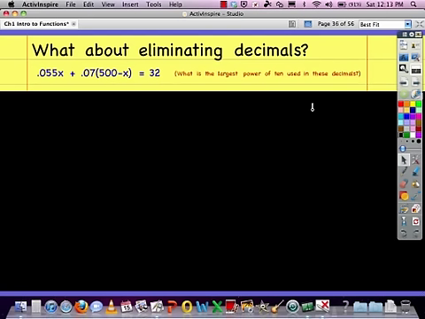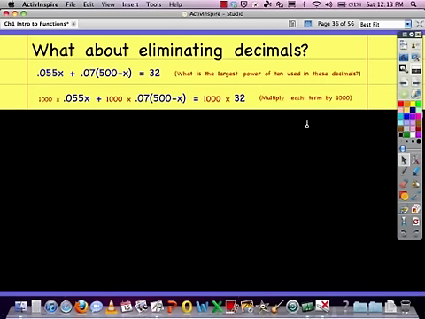0.055x plus 0.07 times the quantity 500 minus x equals 32. So ask yourself, what is the largest power of 10 used in these decimals? So I'm 3 away from the decimal point, I'm 2 away from the decimal point. So 3 away uses 1,000 if we turn that to a fraction. 2 away only uses 100. So 1,000 is bigger, so I'm thinking if I multiply by 1,000, I could eliminate the decimals in this problem. So the multiplier here will be that number 1,000. So look at it.